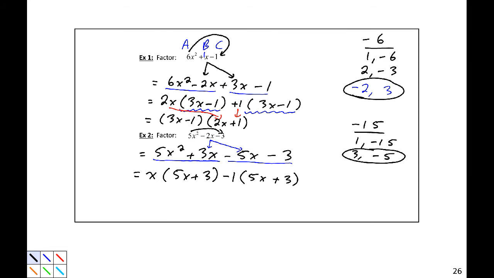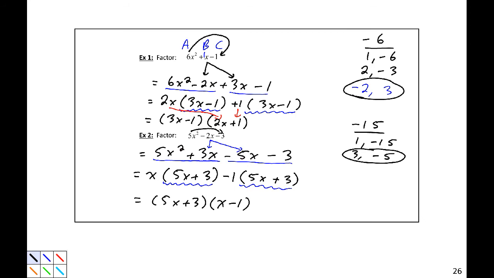So we have x multiplied by 5x plus 3 minus 1 multiplied by 5x plus 3. We have a common binomial factor, 5x plus 3. So this factors as 5x plus 3 in parentheses multiplied by x minus 1, because those are our leftovers once we take out the 5x plus 3 factor.